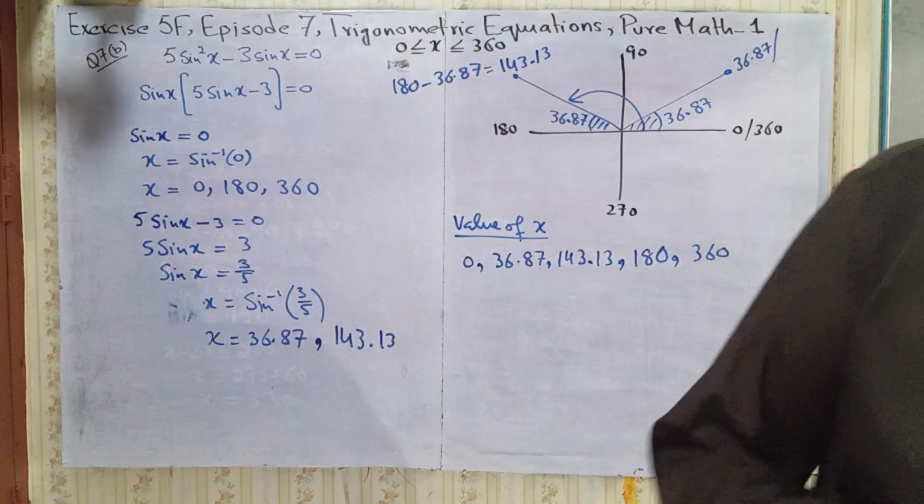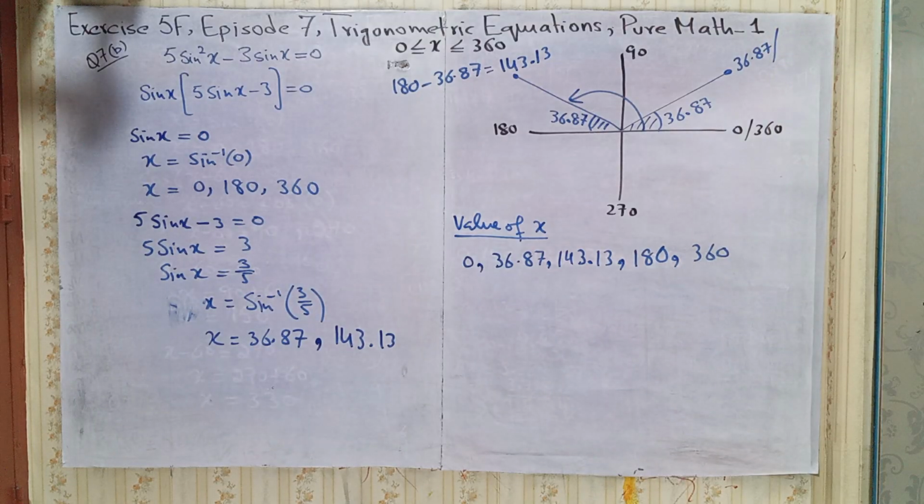Okay, so let me check if the answers are right or not. Question number 7, it is 0, 36.9, 143.1, 180, and 360. So this is how you do the question number 7, and its B part. I hope this is clear to you. So thank you. Now we will go to the next question, which is question number 7, and its C part.